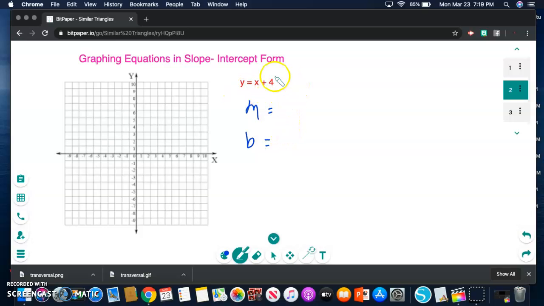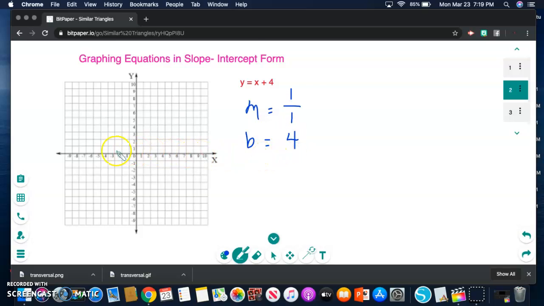So looking at this particular equation, you notice that for the coefficient of x, you do not see a physical number there. However, the coefficient is still understood to be 1. So in this case, your slope will be 1 over 1. Remember, when we're talking about rise over run, if you divide a whole number by 1, it's going to be itself. So your slope will be 1 over 1 and your y-intercept will be 4.